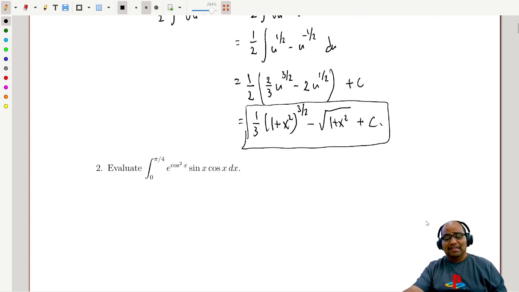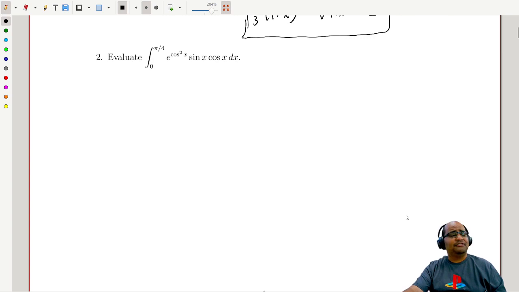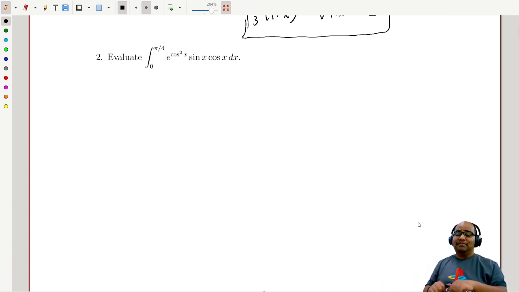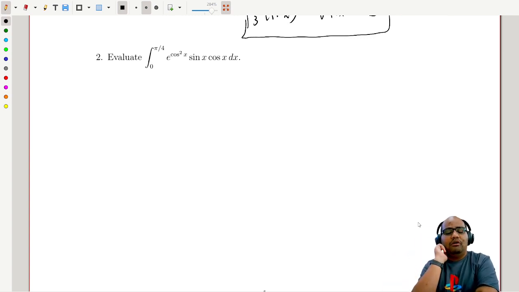Okay, now let's go ahead and look at an example of a definite integral where we need to use u substitution. We're looking at the integral from 0 to pi over 4 of e to the cosine squared x times sine x times cosine x dx. Looks a little intimidating, looks a little scary, okay?